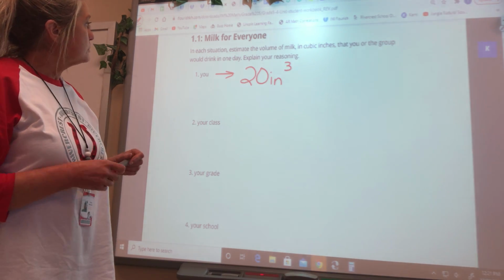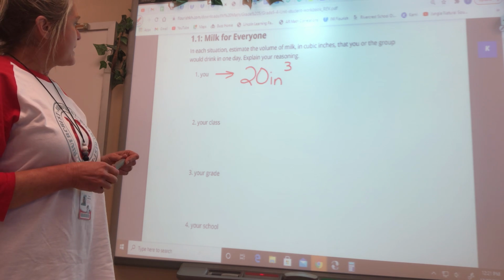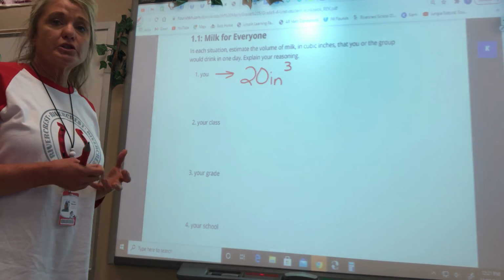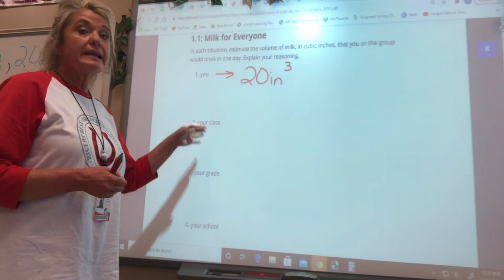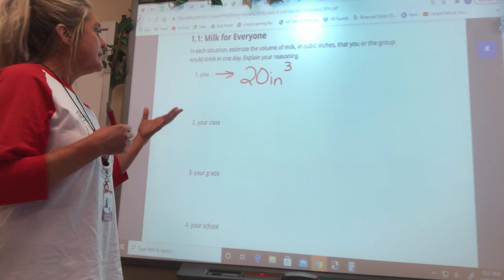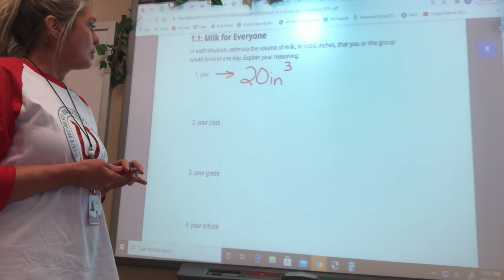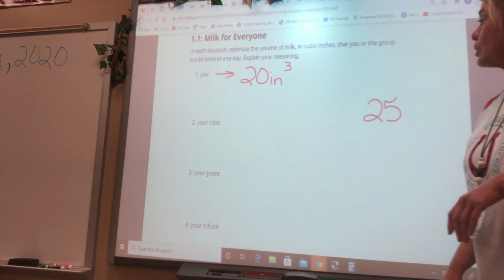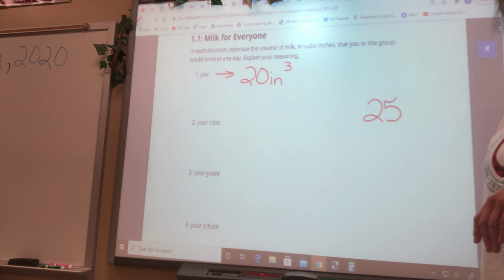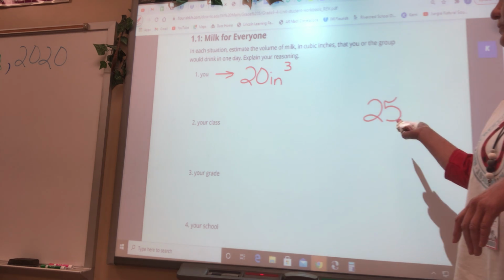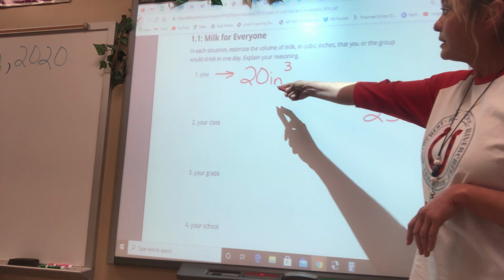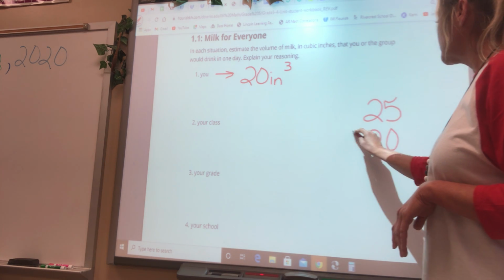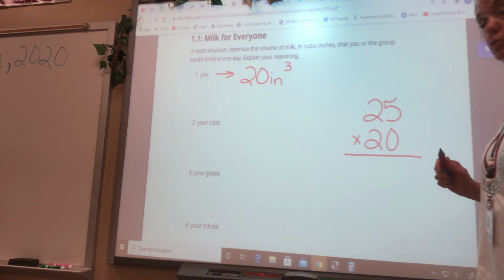Okay, now, it then asks your class, how many cubic inches could your class drink? Now, it doesn't have us using our actual class. It tells us that there are 25 kids per class. So if I had 25 kids per class, and each of those kids could drink about 20 cubic inches, then we would be multiplying 25 times 20.